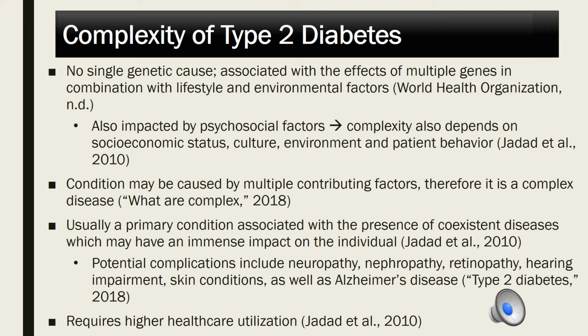Potential complications include neuropathy, which is nerve damage, nephropathy, which is kidney damage, retinopathy, eye damage, hearing impairment, skin conditions such as bacterial and fungal infections, as well as Alzheimer's disease. As well, diabetes does require higher healthcare utilization, which is another reason why it's a complex disease.